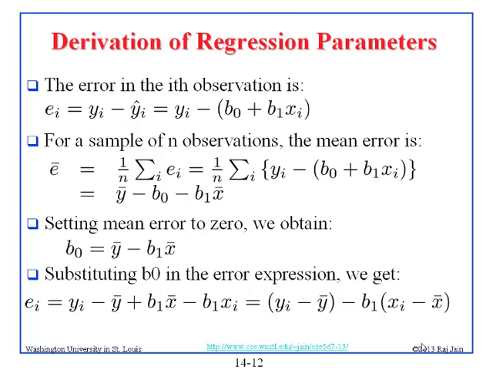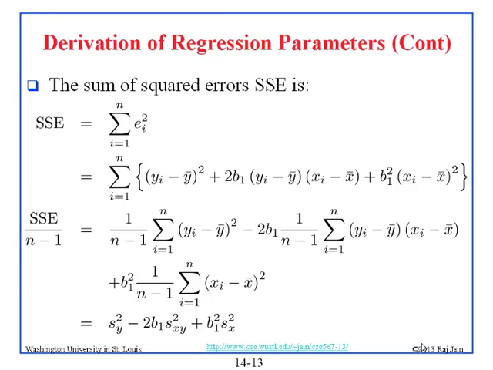So yi minus y bar minus b1 times xi minus x bar. Now you square it, and then you differentiate with b1. When you square it, you get this expression where something is squared plus 2 b1 times some quantity plus b1 squared. So you differentiate that with respect to b1.